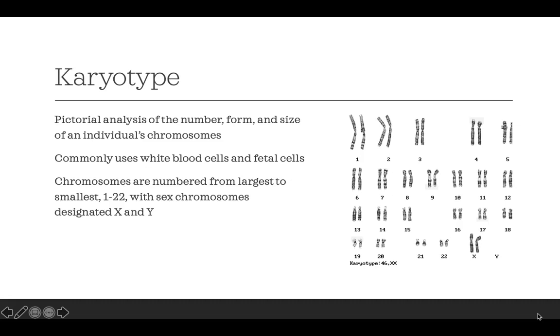Karyotypes are commonly obtained from white blood cells or from fetal cells. The fetal cells can be obtained one of two ways. An amniocentesis can be done, which is a procedure performed by a physician, and it uses a large needle to withdraw some of the amniotic fluid while the baby is still in utero. There's fetal genetic material contained within the amniotic fluid, so we can then isolate that genetic material to view a karyotype.